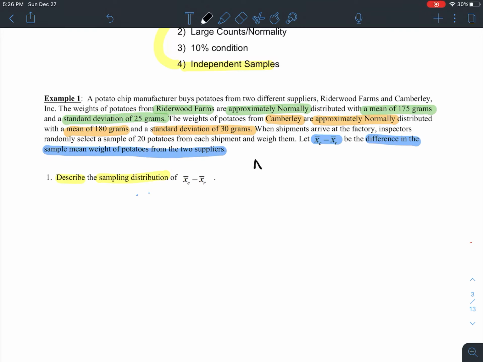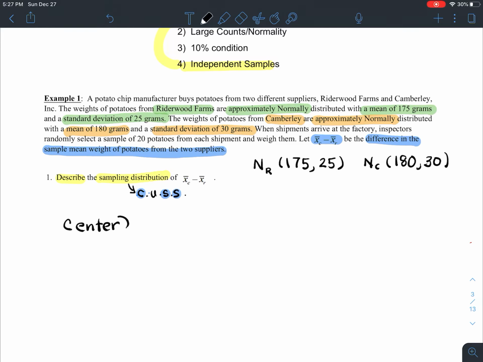So let's take the information that I have highlighted up above and write that down. In terms of Riderwood, I'm going to put a little R here so we know that's what this is talking about. We know the shape is normal, the mean is 175 grams, standard deviation 25 grams. For Camberley, the mean is 180, standard deviation 30. Now, it's asking us to describe the sampling distribution, so this is where we're thinking CUS, mostly focusing on these three elements right there.